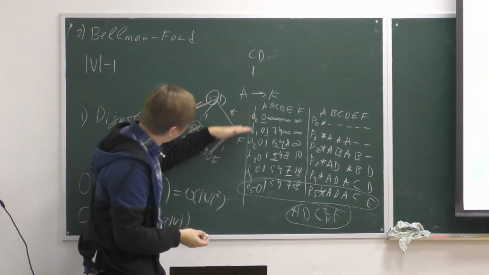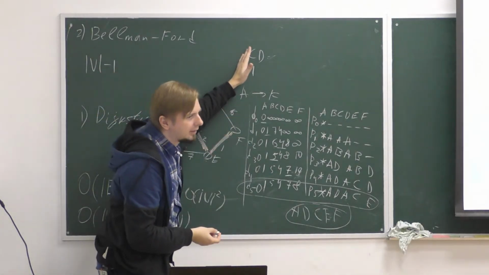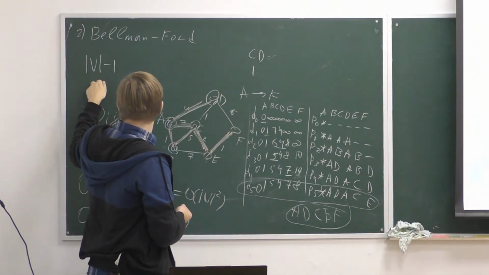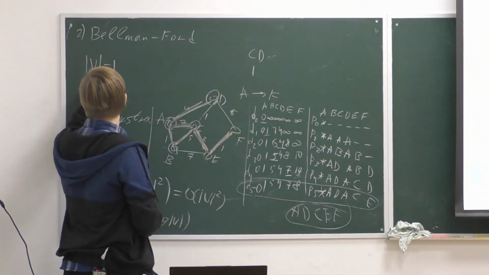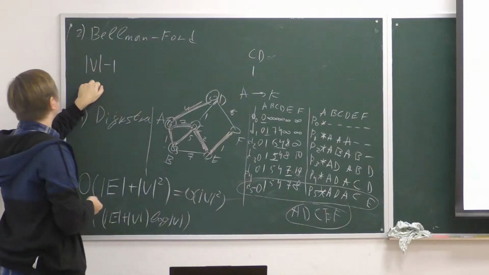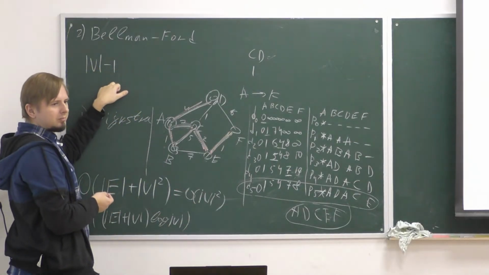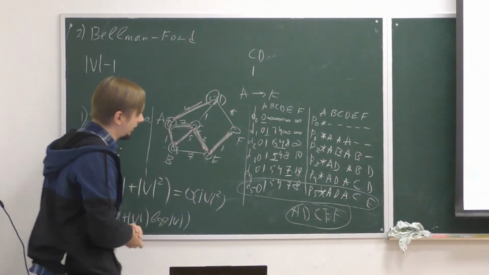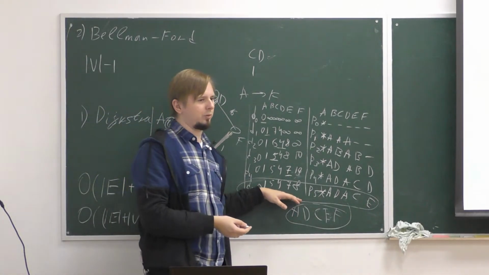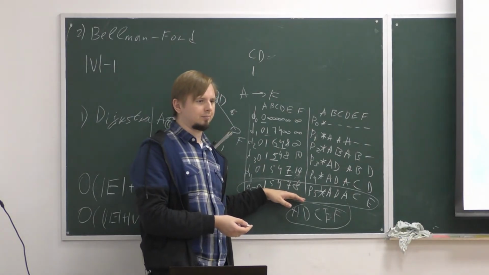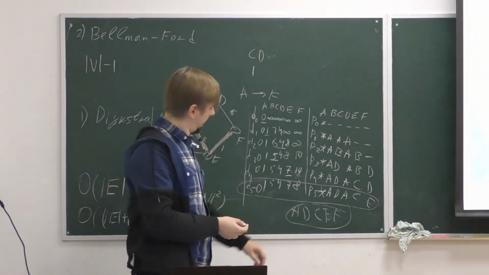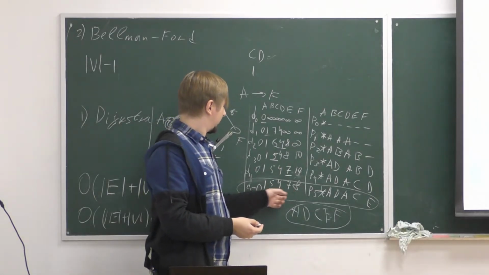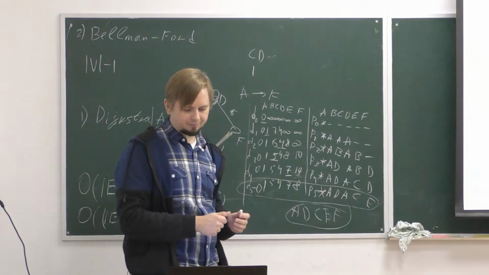So you should do all of the steps for any edge, and the number of steps is v minus 1. V minus 1 times you should do it. And finally you will have this. In the final step you see the same thing.